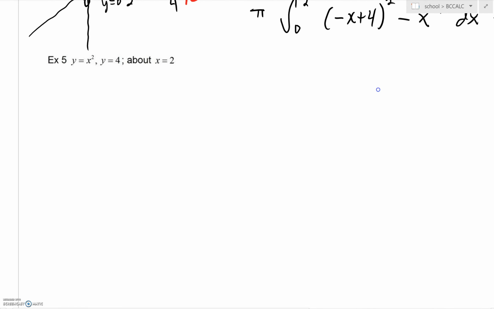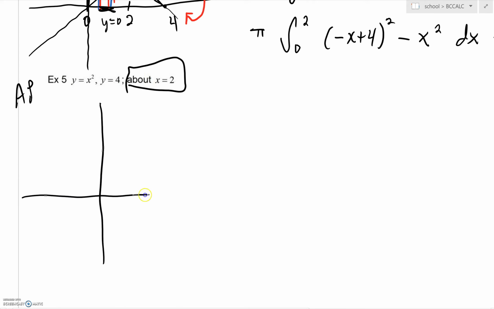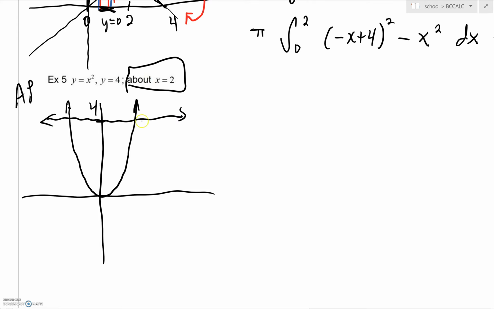There is only one last problem remaining. But here we go again. This is very typical of what the AP is going to give you. Guys, you're not going to be given problems where you're revolving around the x and y axis as much on an AP exam. Look at this. You've got y equals x squared. That's your basic parabola. You've got y equals 4. That's right over here. And then we're revolving around this line, x equals 2.